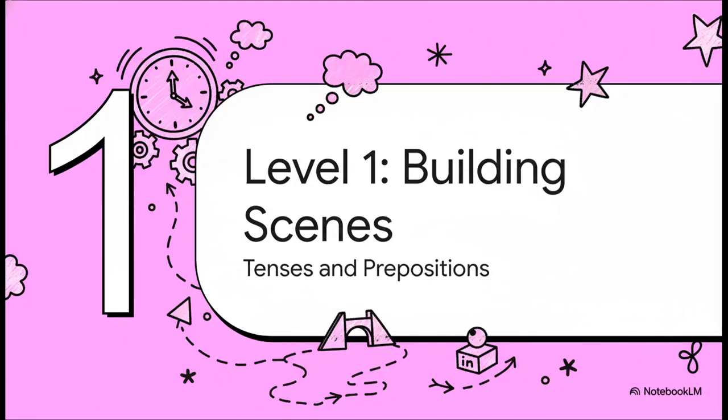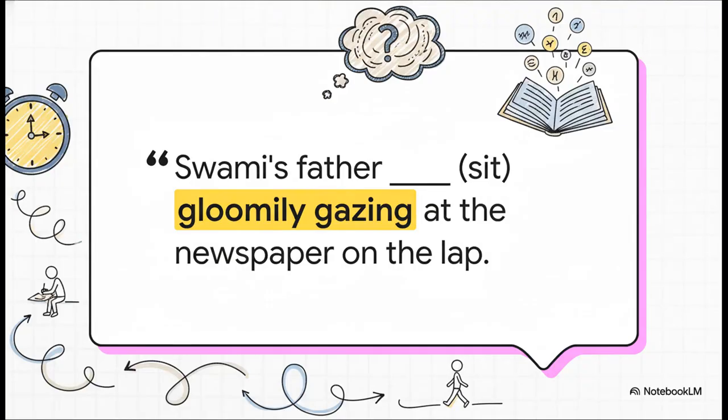First up, level 1. We're starting with the absolute fundamentals. These are the words that create a vivid picture in the reader's mind, the real building blocks of a good story. We're talking tenses and prepositions. Okay, here's our first puzzle. We've got the verb sit. How do we make it work in this sentence?